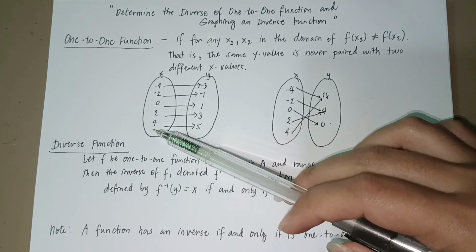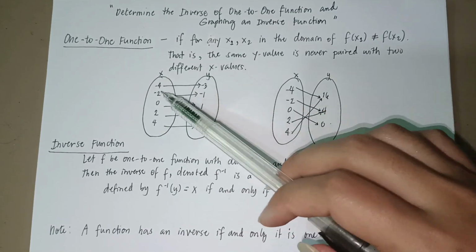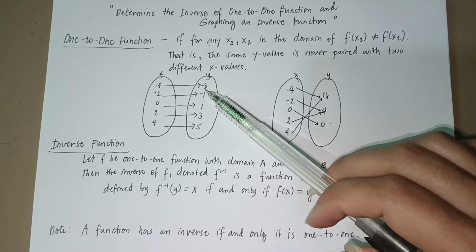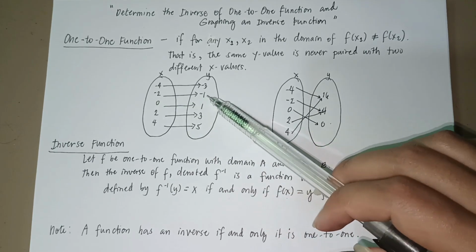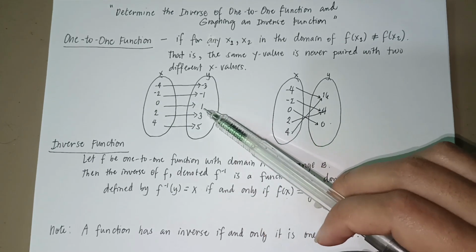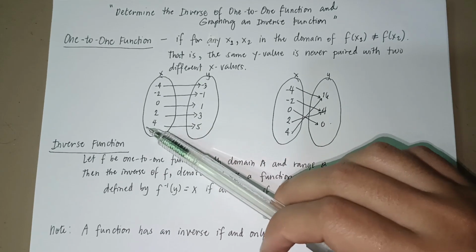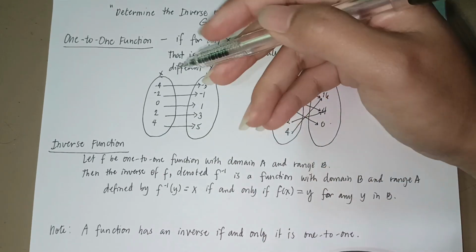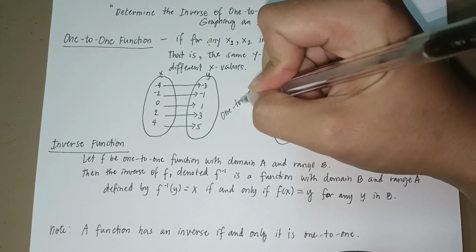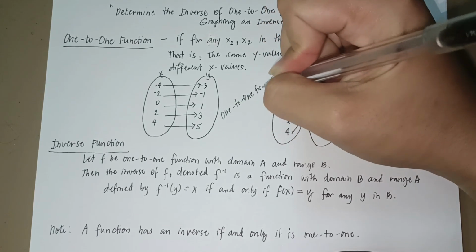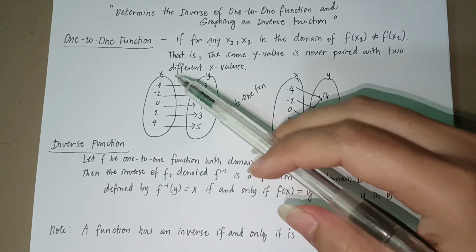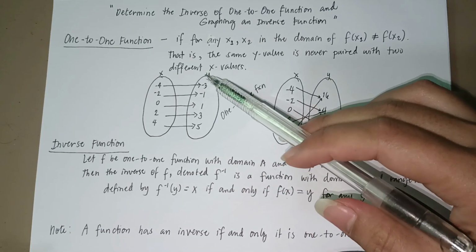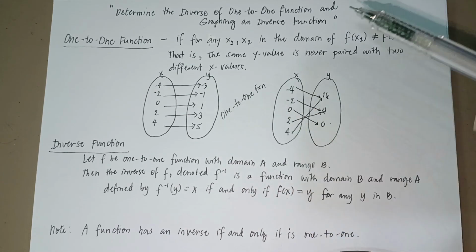So we have the values of x and the values of y. Negative 4 is mapped to negative 3, negative 2 is mapped to negative 1, 0 is mapped to 1, 2 is mapped to 3, and 4 is mapped to 5. In this case, we call this a one-to-one function, because for every element of x, there is exactly one element of y.